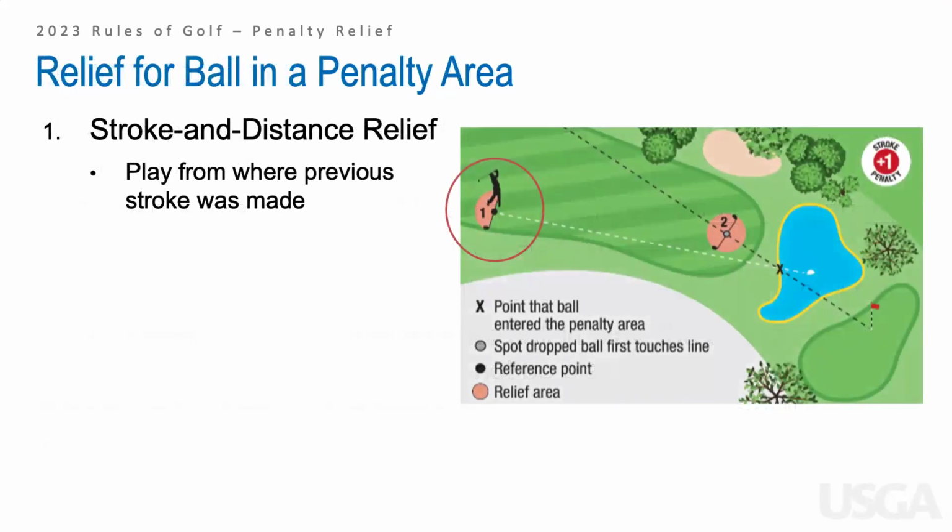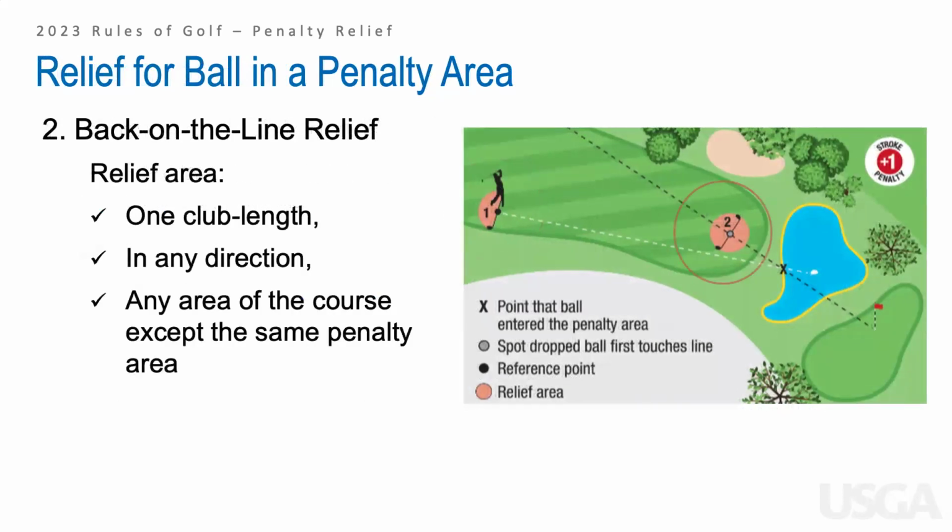So we can see here, we can always take stroke and distance. You'll play from where the previous stroke was made. You can take back-on-the-line relief for a yellow or red penalty area. And you'll want to drop on that line, keeping the point where the ball last crossed and the flag on a straight line back, and you'll drop it on that point. And then of course it can roll up to around a club length, within that club length circle.